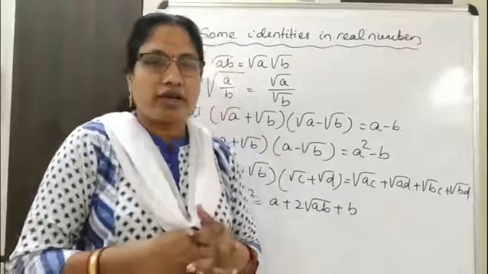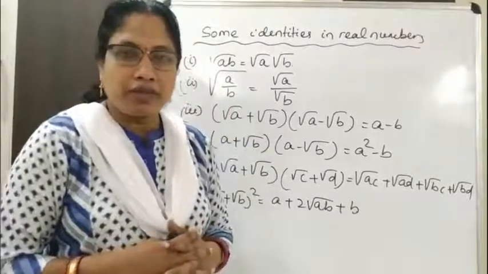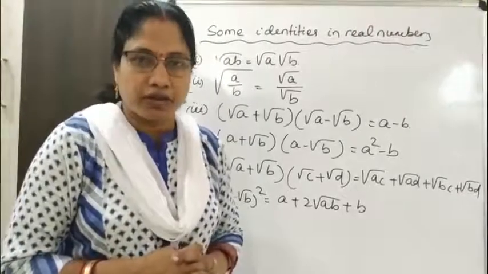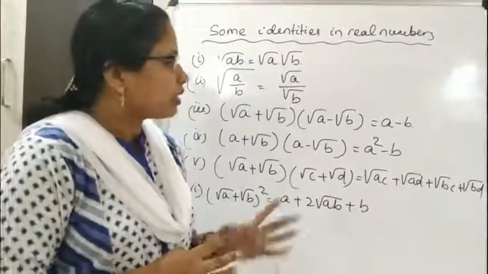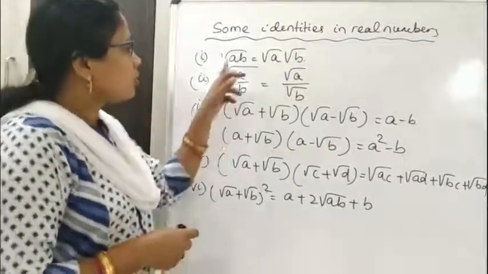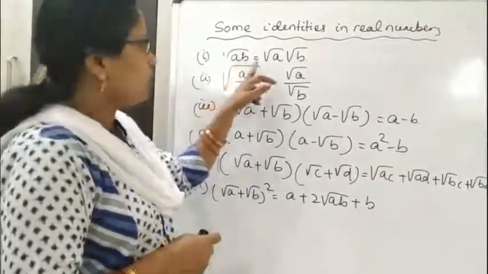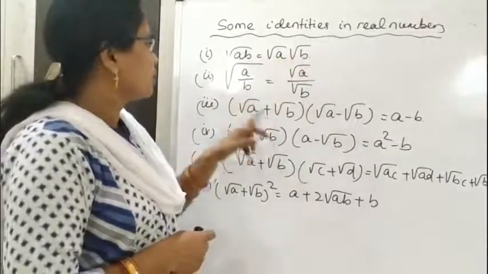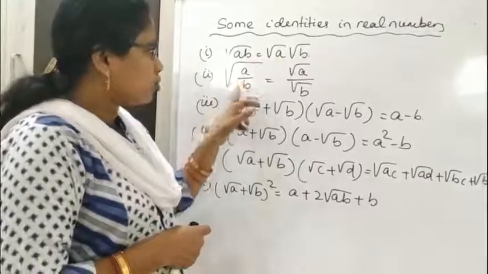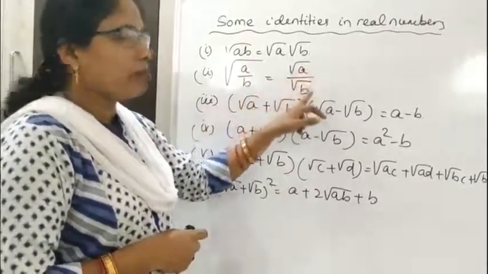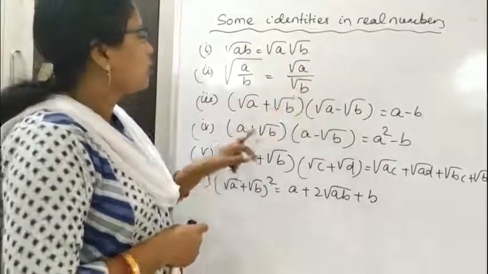Students, in our last class we have discussed how to represent the square root of a positive real number geometrically. So let us discuss some identities in real numbers. First, the square root of AB is equal to square root of A multiplied with square root of B. Second, square root of A by B is equal to square root of A by square root of B.